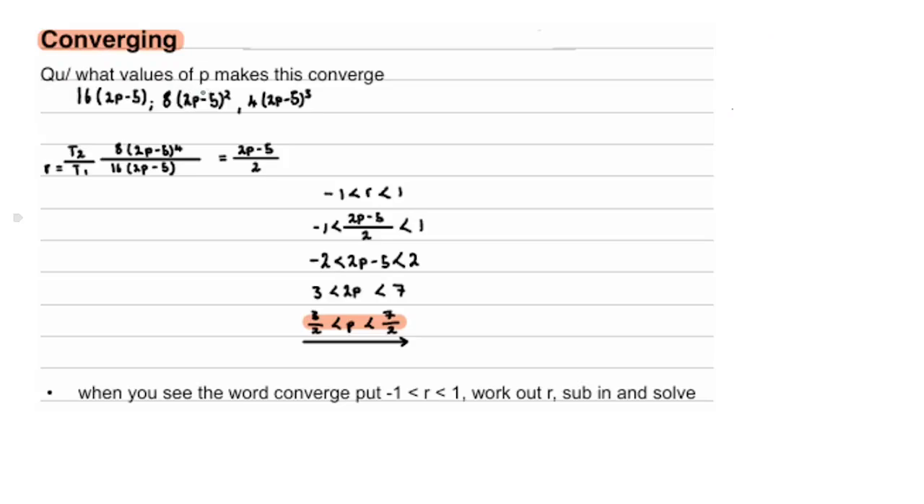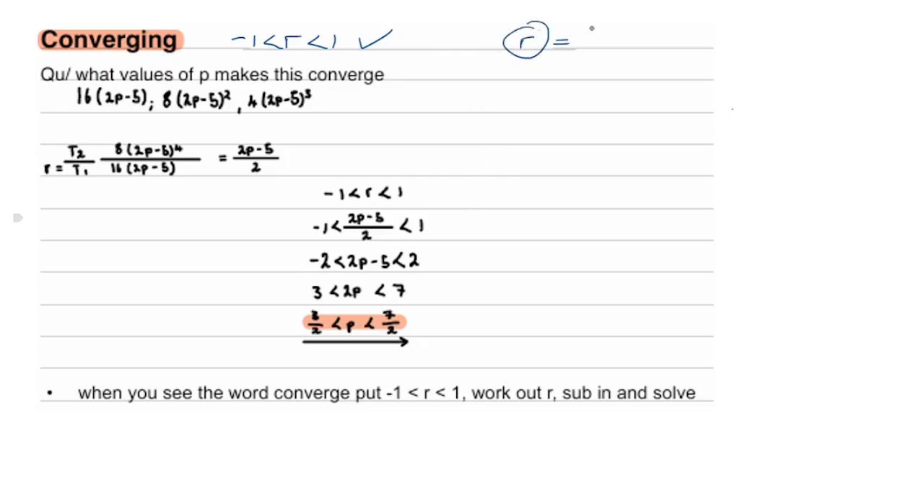In this video, we're going to look at converging geometric series, and what's important to know is because it's converging, the ratio must be somewhere between -1 and 1. And so just by writing that, you've typically picked up a mark. And then the next challenge just becomes to work out R.